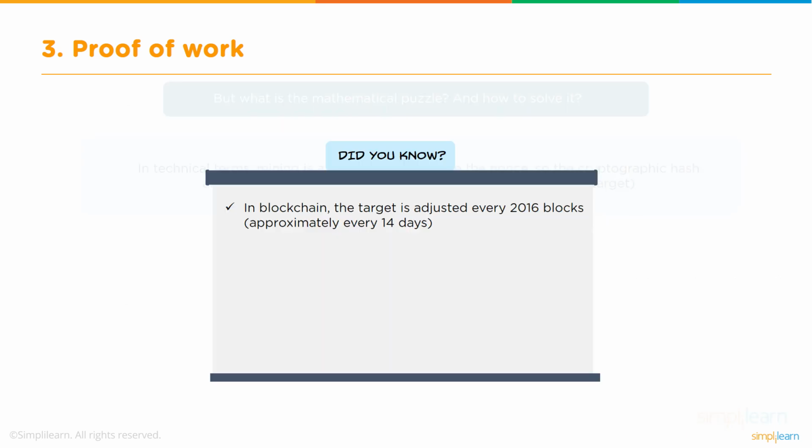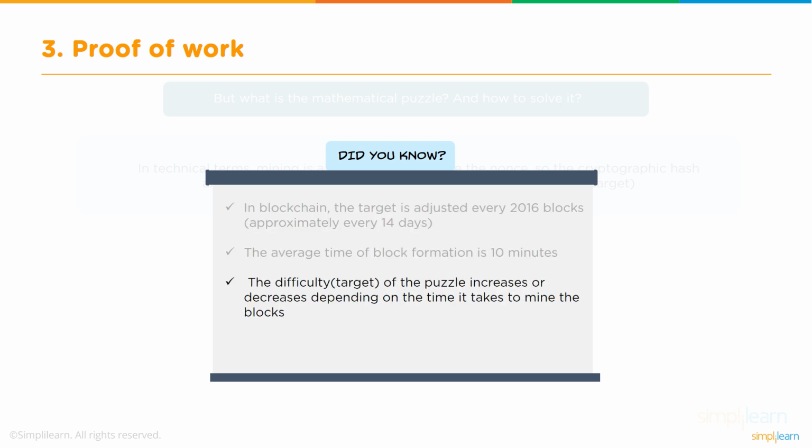In blockchain, the target is adjusted every 2016 blocks, which is approximately every 14 days. The average time of block formation is 10 minutes, and the difficulty target of the puzzle increases or decreases depending on the time it takes to mine the blocks. So it is the inbuilt network which is generating the target for the puzzle to get solved, and it fluctuates the difficulty based on the time it takes to mine the block.